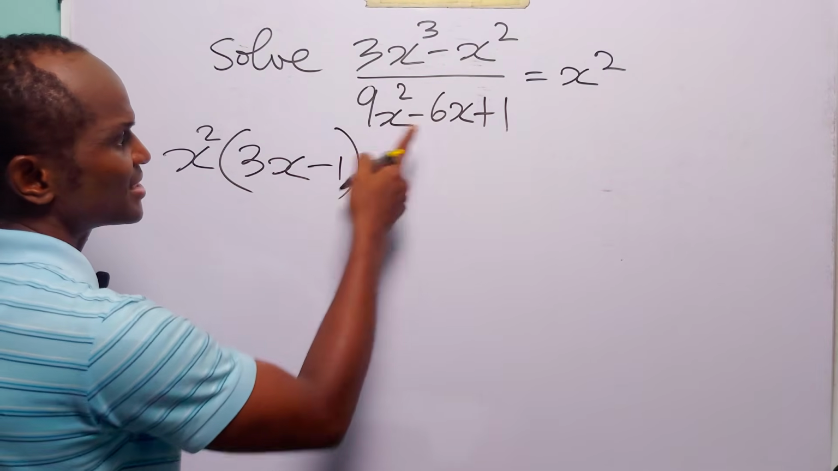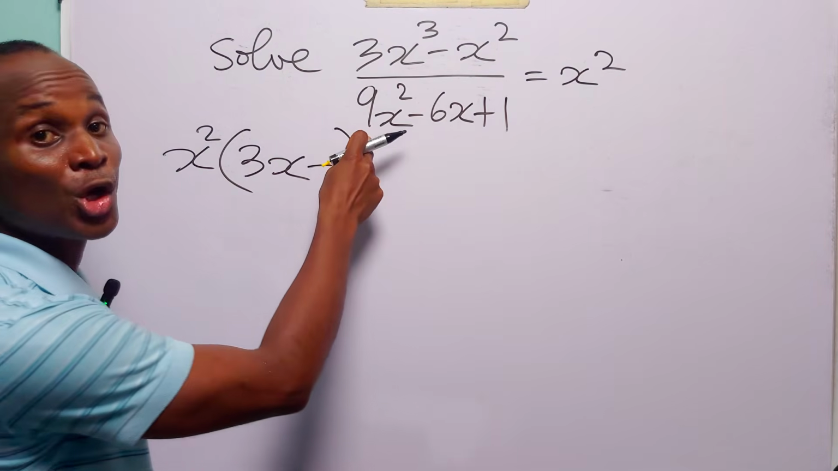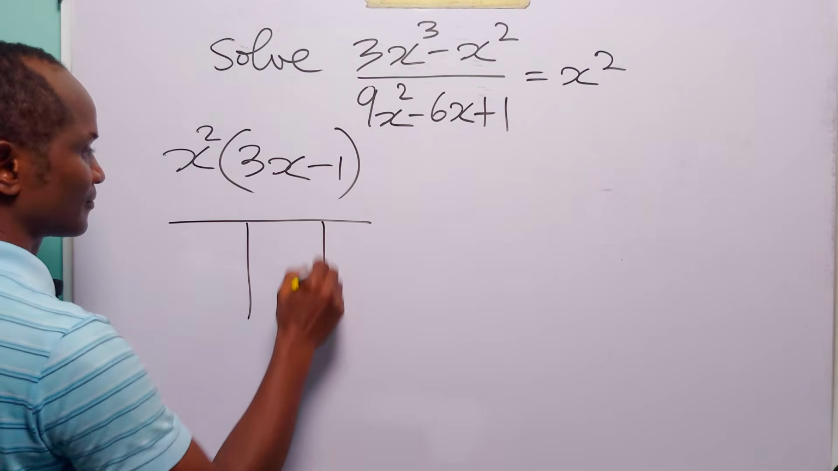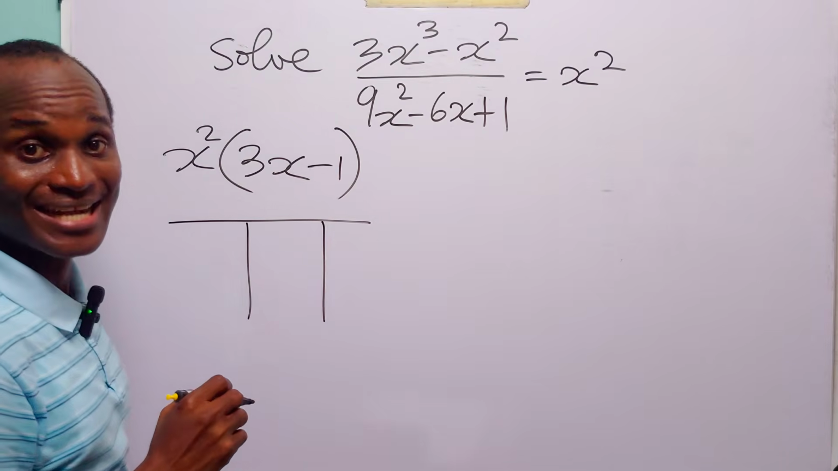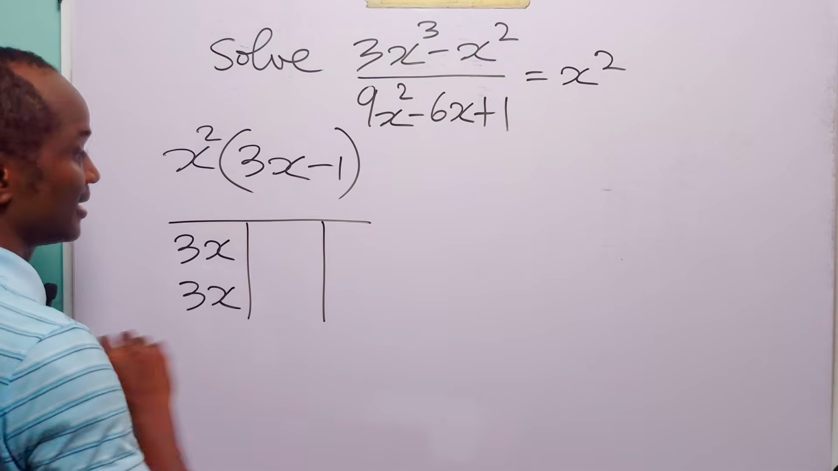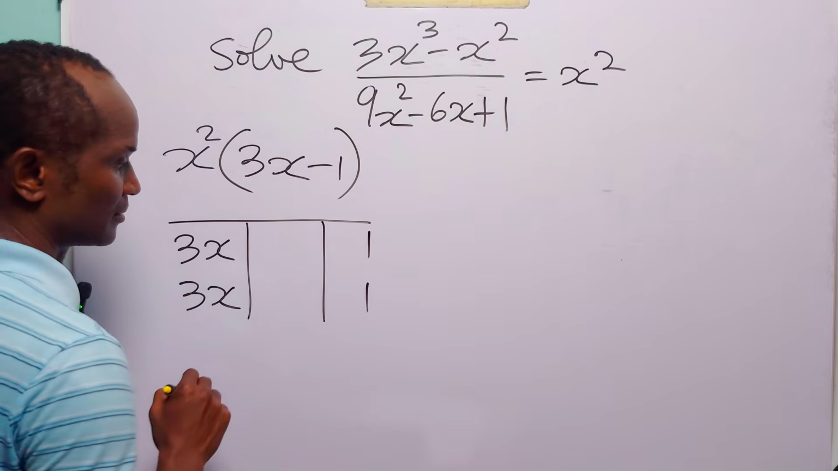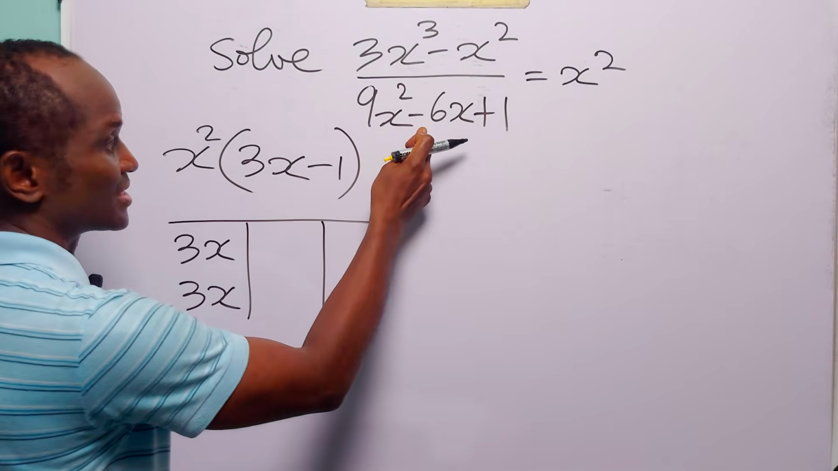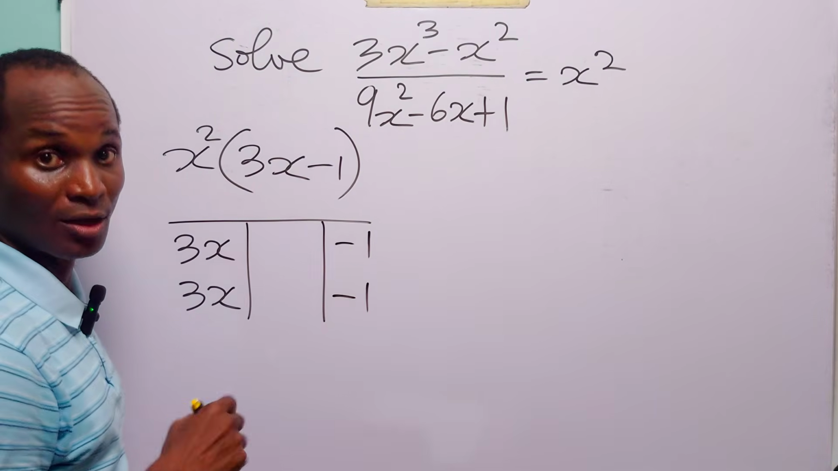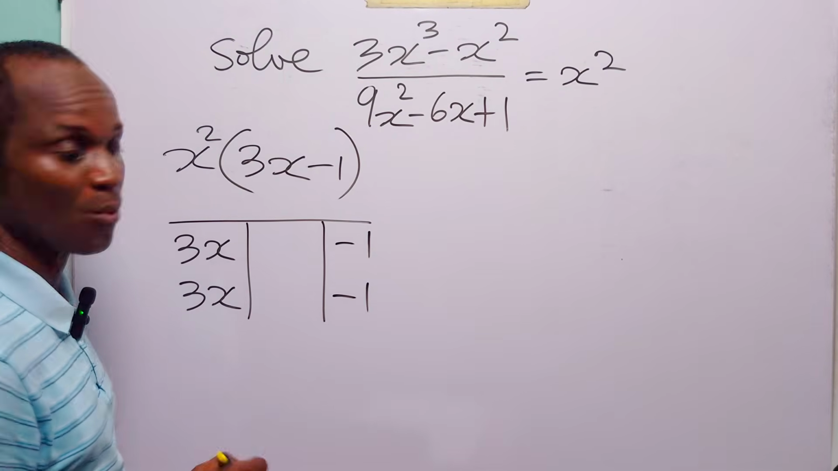Now, to factorize this quadratic expression, since the coefficient of x squared is not 1, let us use the table method. Now, what are the factors of 9x squared? They are 3x and 3x. And what are the factors of plus 1? 1 and 1. But because of the minus in the middle term, let us make this minus 1 and minus 1. Of course, you know that minus 1 times minus 1 is still equal to plus 1.